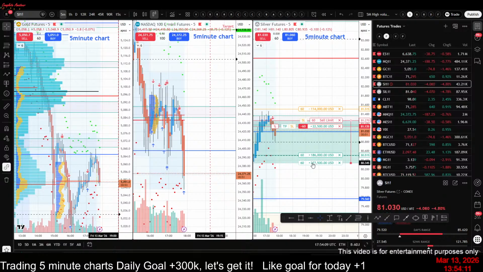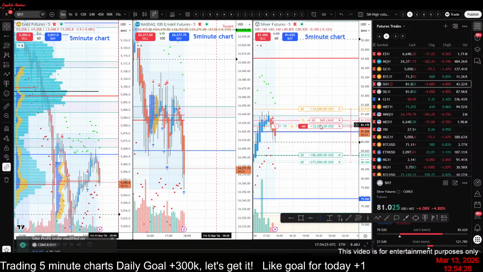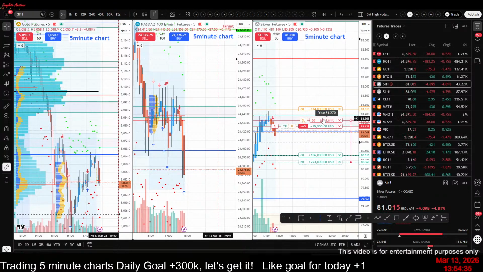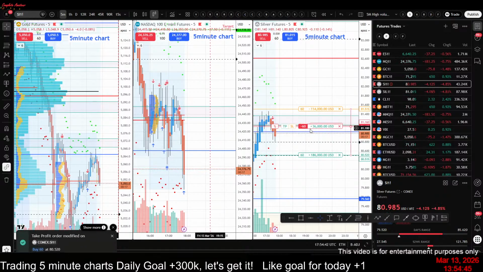186. Hold on. 186 plus 186. 18 and 18, 36. Then I'll be risking 228. It's a risk I'm willing to take.